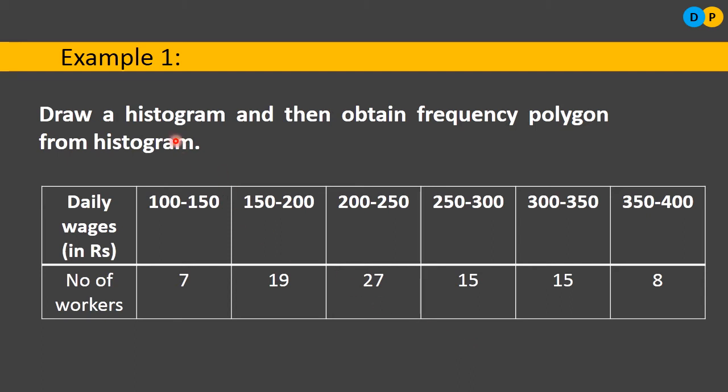We have been asked to draw a histogram and then obtain a frequency polygon from the histogram. Here we have been given the frequency distribution table. As you can notice, 100 to 150, 150 to 200. What type of frequency distribution do we have here? We have a continuous frequency distribution. For 100 to 150, all the values within the range are considered, so it is a continuous one. Followed by that, we have also been given the frequencies. The number of workers are the frequencies: 7, 19, and so on. Let us solve this particular problem.